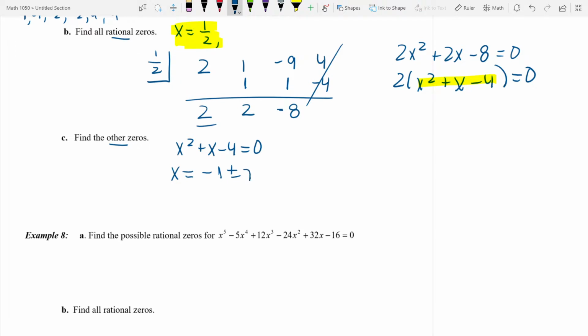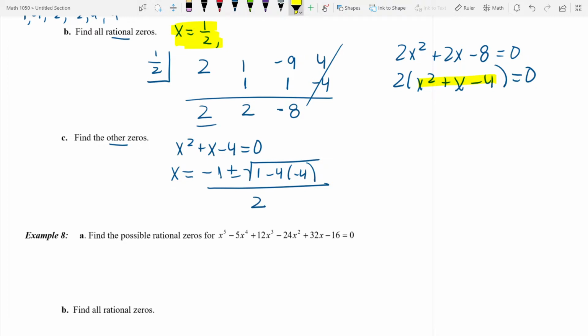Plus or minus the square root of b squared. That's 1 squared, which is 1. Minus 4 times a, which is 1. I'm not going to write times 1 down, it doesn't change anything. Times c, which is -4, all over 2 times a, which is 2.